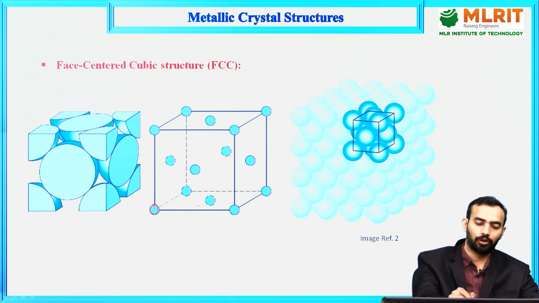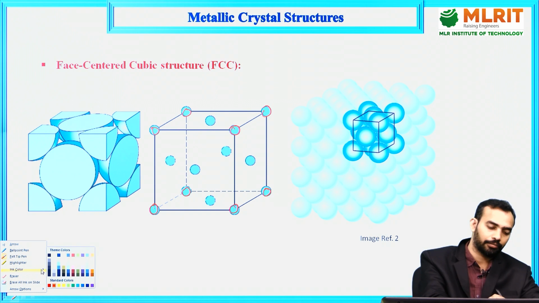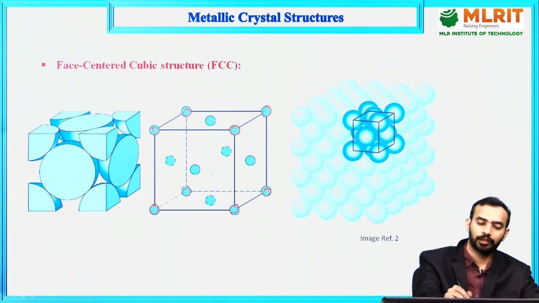On every corner of the cube, an atom is placed. These are the corner atoms, right? Then we have a face. So this is a face, right? This is one of the faces. For this particular face, at the center of the face, I have positioned another atom.